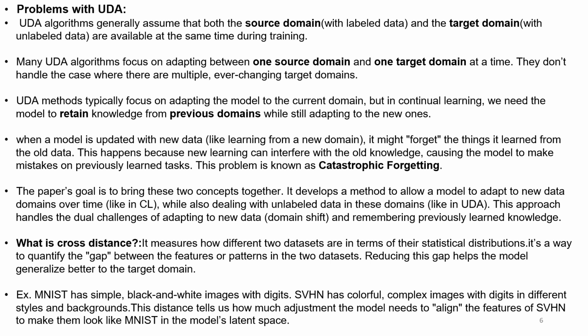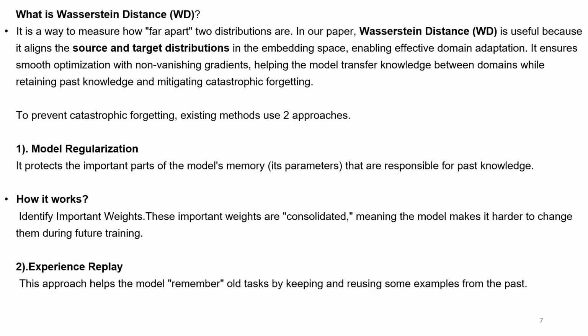They are using a cross distance that tells how different our two datasets are in terms of statistical distribution. For example, MNIST has simple black-and-white images and SVHN has colorful, complex images. This distance tells us how much adjustment is needed to align the features of SVHN to make them look like MNIST.